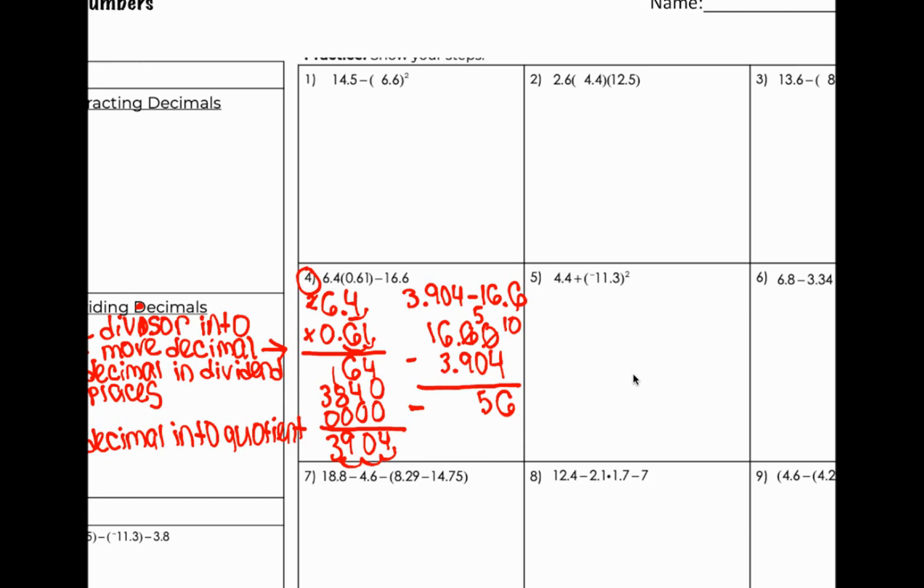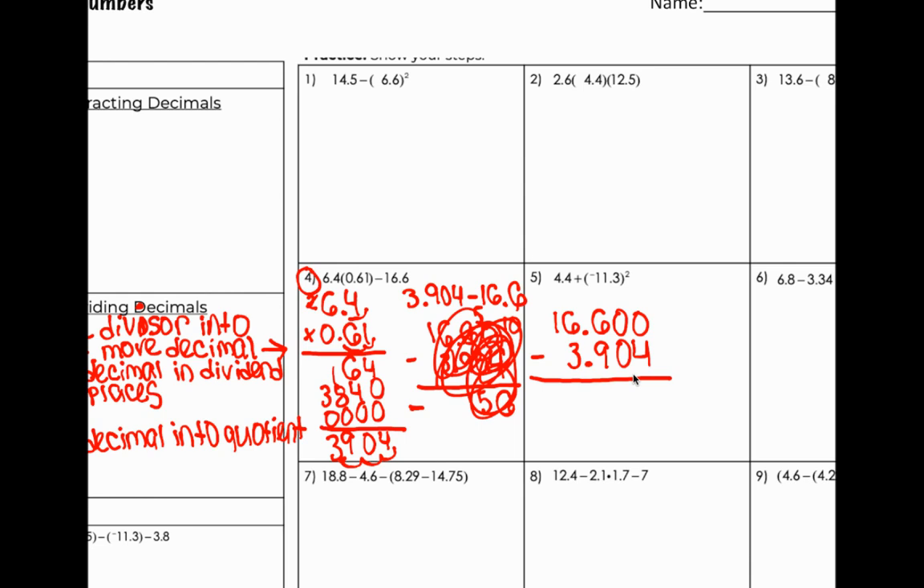And then I feel like I did not line this up properly. I did not. Okay, scratch that. Let me redo this. Sorry, guys. I messed that up. 16.6 minus 3.904. So I need 2 zeros. There we go.